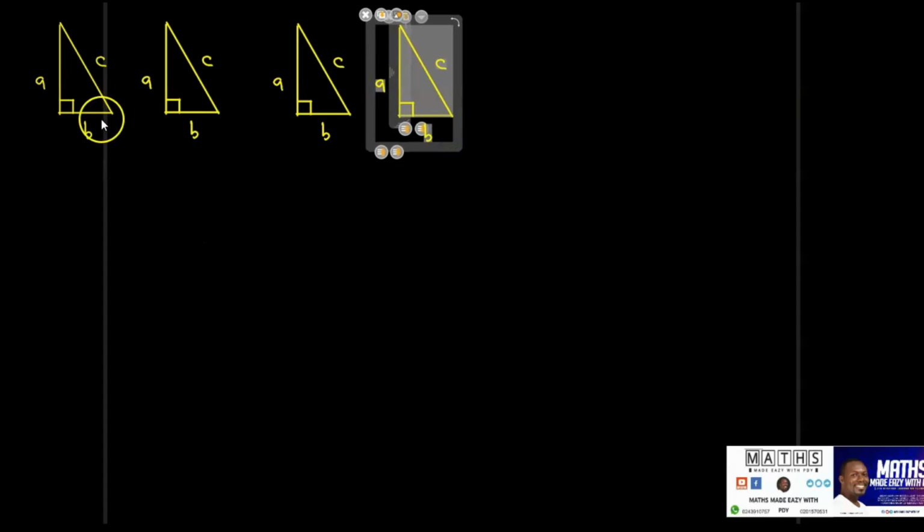All right. So then he placed these 4 triangles side by side in such a way that it forms a square. So look at what I'm going to do carefully.